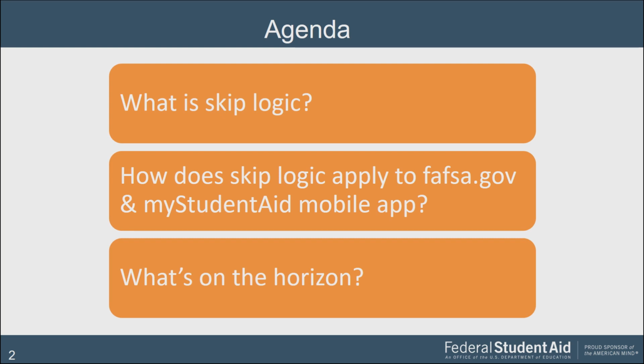Then we're going to talk about, okay, what is it? Then how do we actually use it? And why is it a benefit? What's such a good thing about being able to skip items? And then we're going to wrap up with what's on the horizon. We'll talk about some of the things that are upcoming in terms of how we can use skip logic in all of our applications.